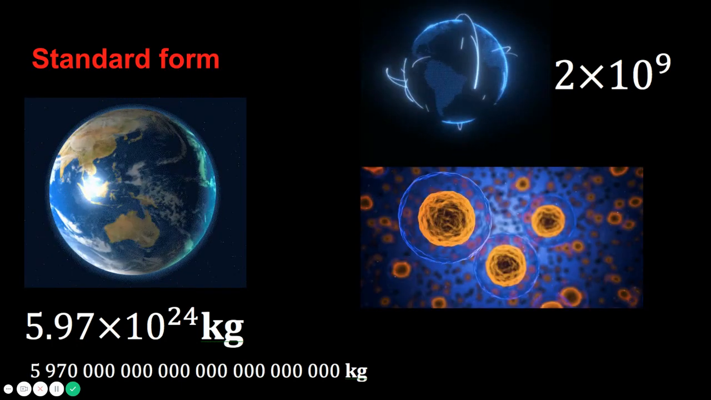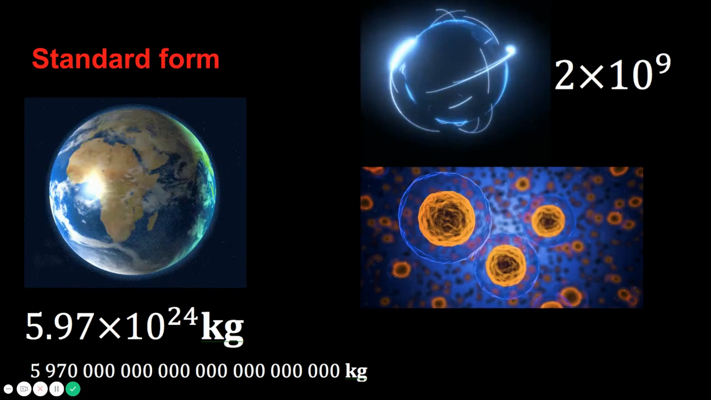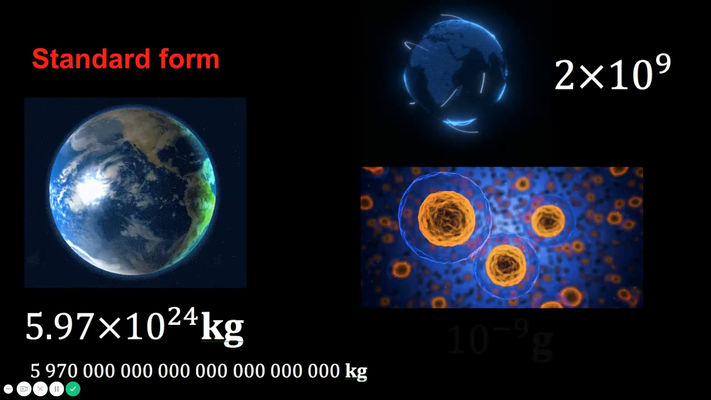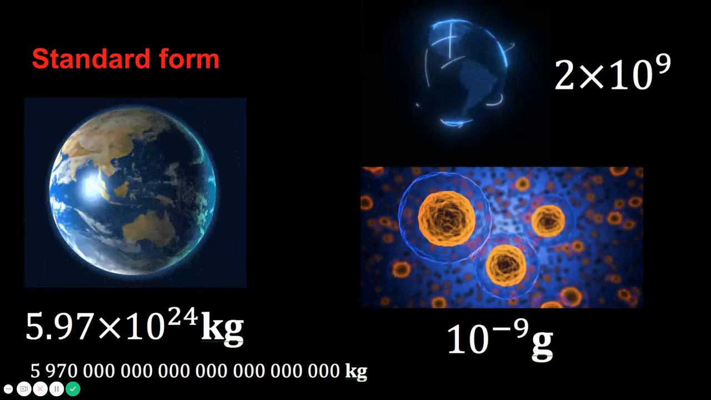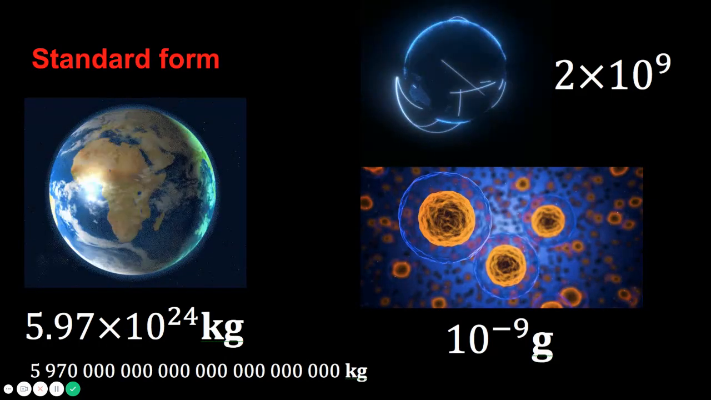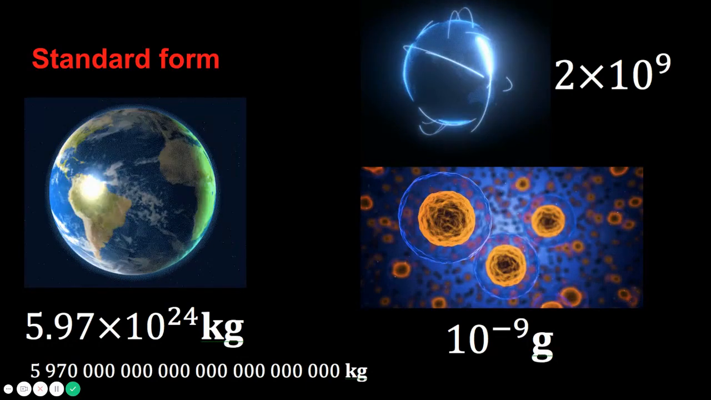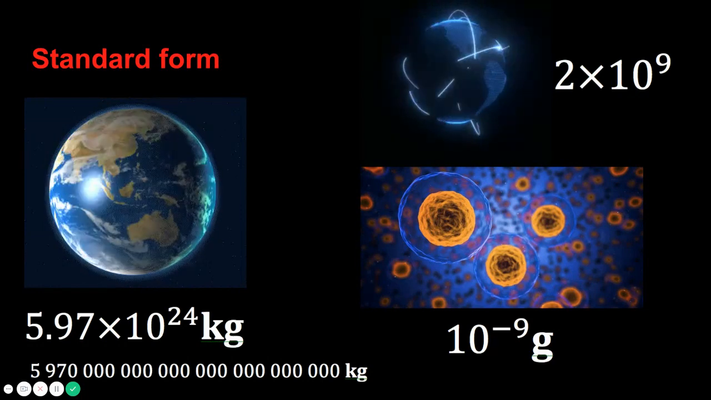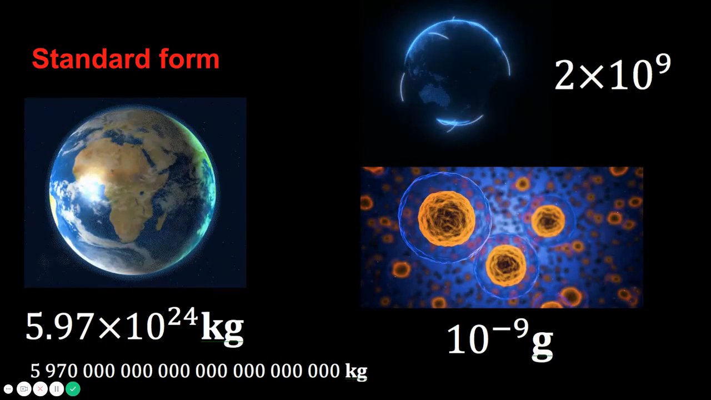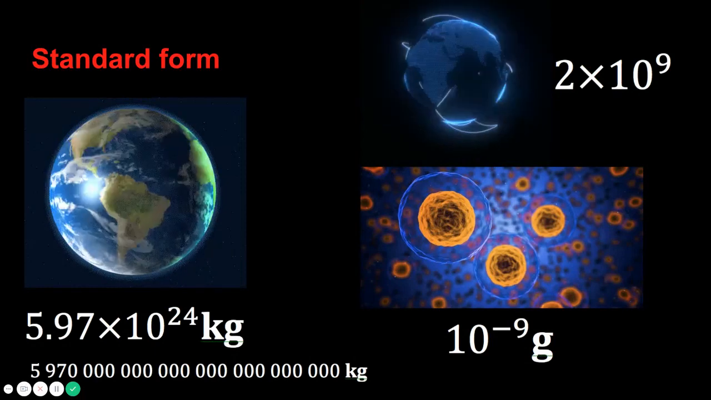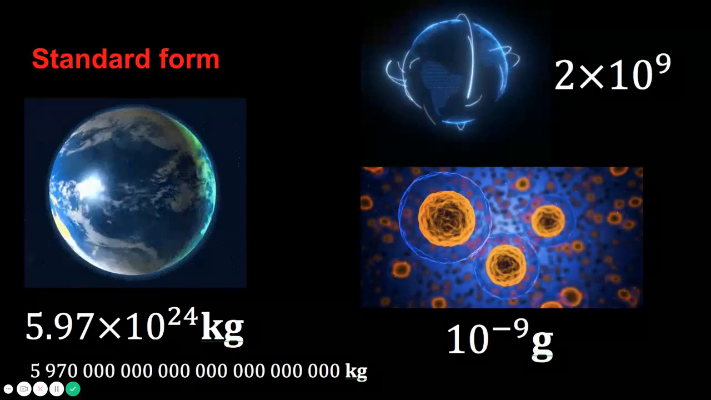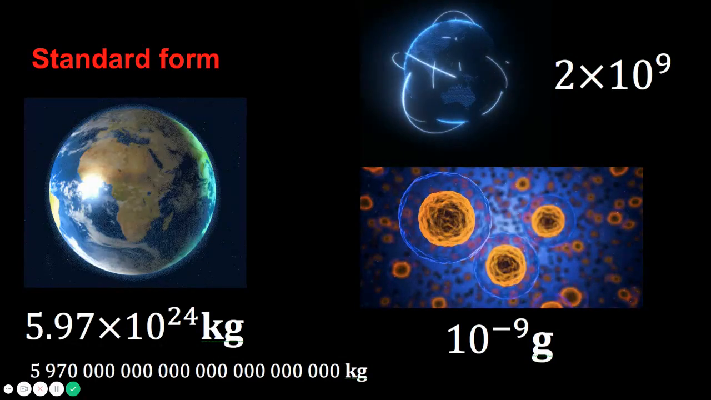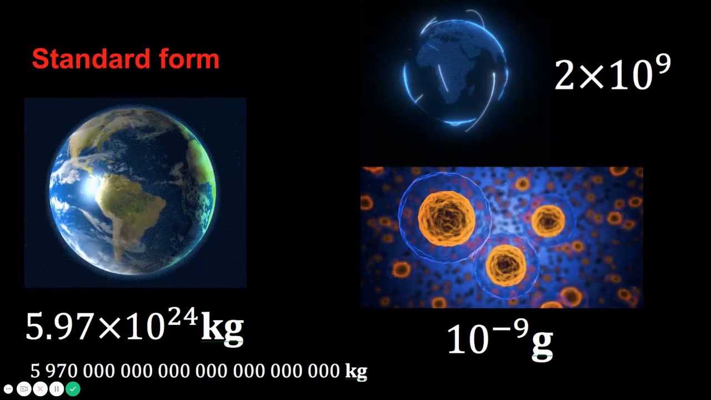Or the other one here, an estimate for the average mass of a human cell is about 10 to the negative 9 gram. These numbers are either very large or very small. They are written in the standard form. What is standard form? It's a way of writing very large or very small numbers without writing a lot of zeros.